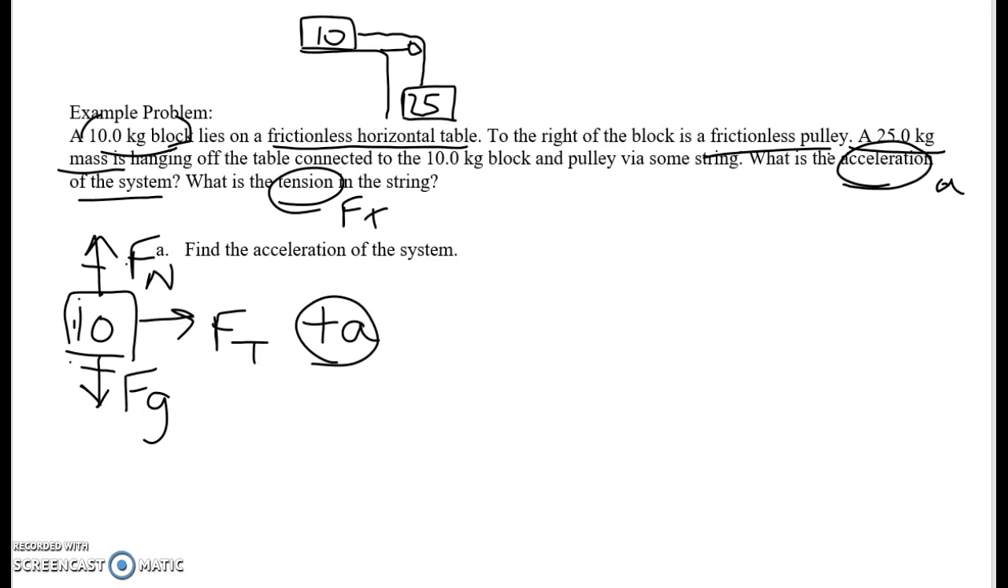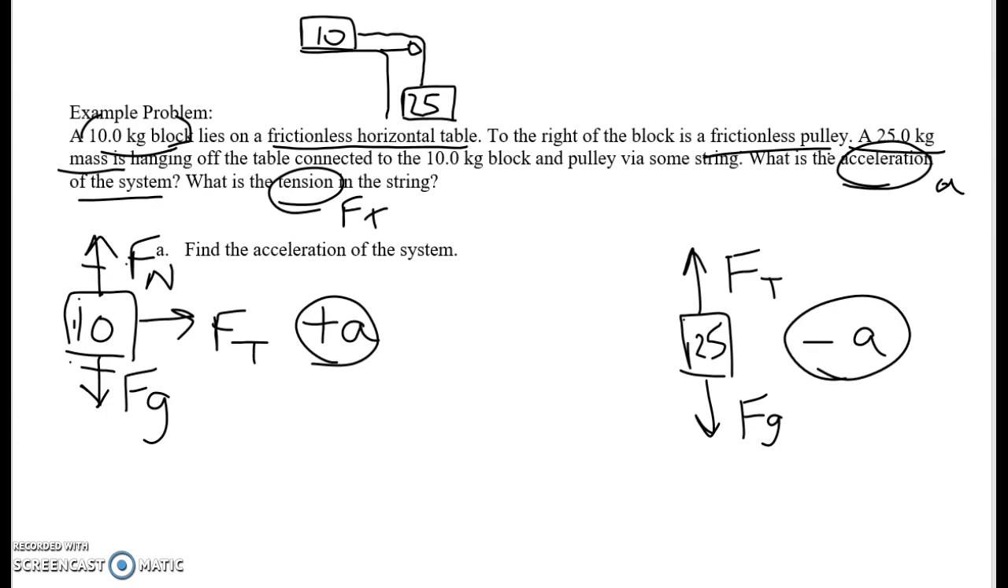Okay, my second block is 25 kilograms. It's hanging off the table, so it's not sitting on the table. So I know that I have a force of gravity down, and then I know that there is a string that's holding it there, so I know tension is up. This mass is accelerating downward, so it has a negative acceleration.